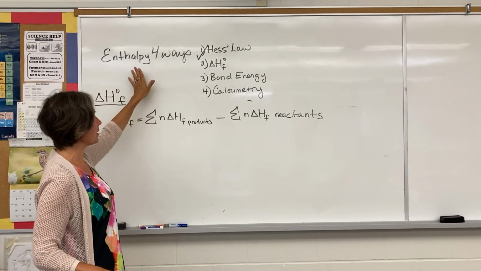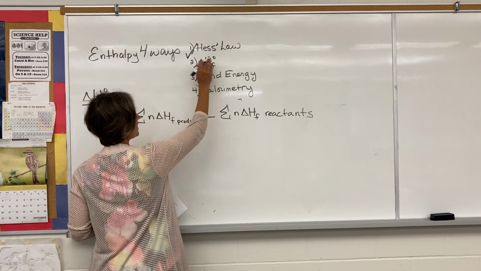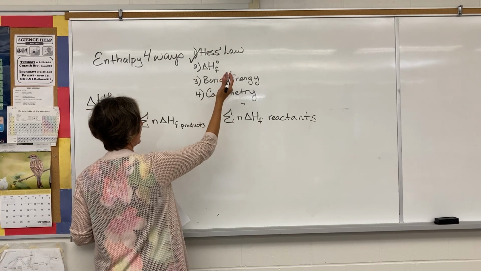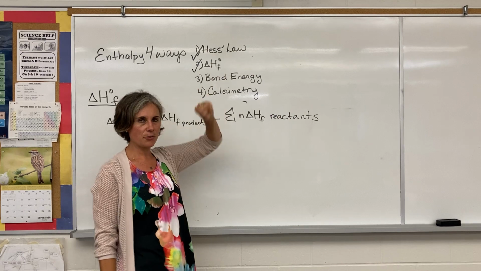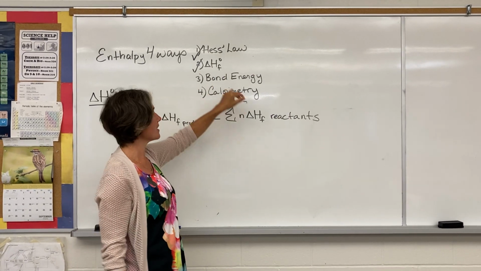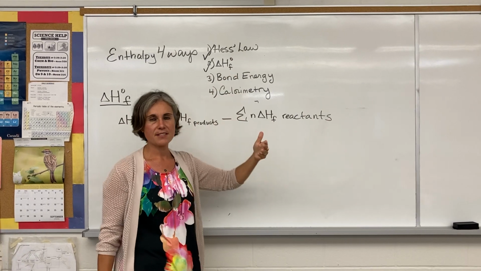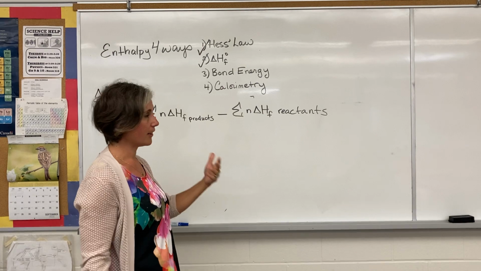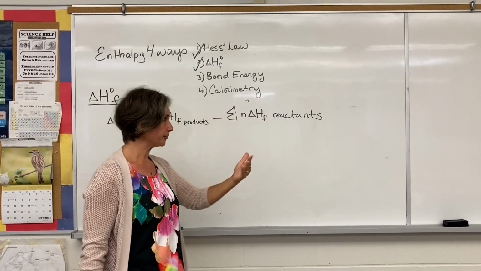So if you remember, enthalpy four ways is like chicken four ways. This is the chicken parmesan. We've done Hess's Law in the previous video. Now we're doing delta H naught F, the enthalpy of formation. The naught is a degree sign, not a zero. It means standard, and the little F stands for formation. This is the second way of calculating enthalpy. Hess's Law was one way, this is the second.